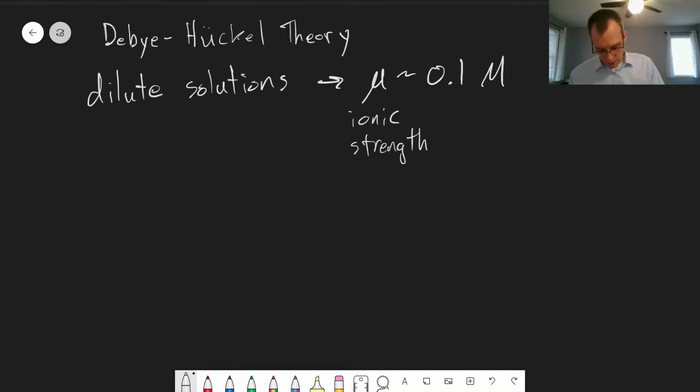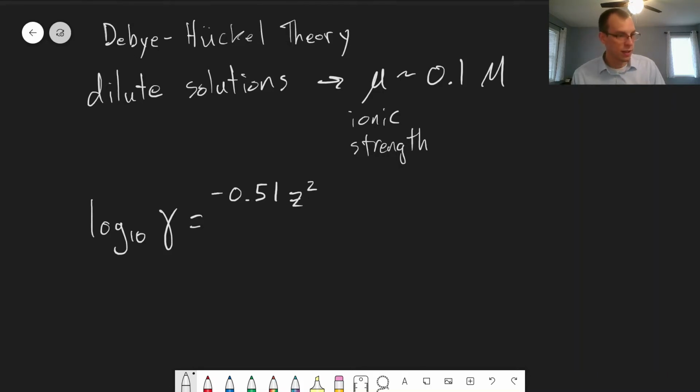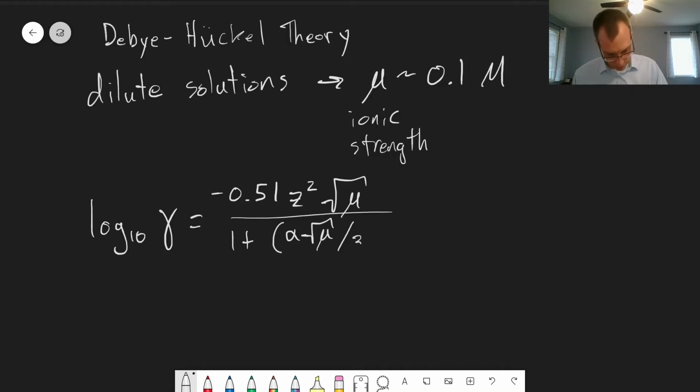So the equation that's the result of the theory is that the log base 10 of the activity coefficient is equal to a bunch of constants that are all wrapped together in this negative 0.51, times Z squared, where Z is the charge of the ion, times the square root of the ionic strength, divided by 1 plus a fraction, alpha times the square root of mu again, the square root of the ionic strength, divided by 305.